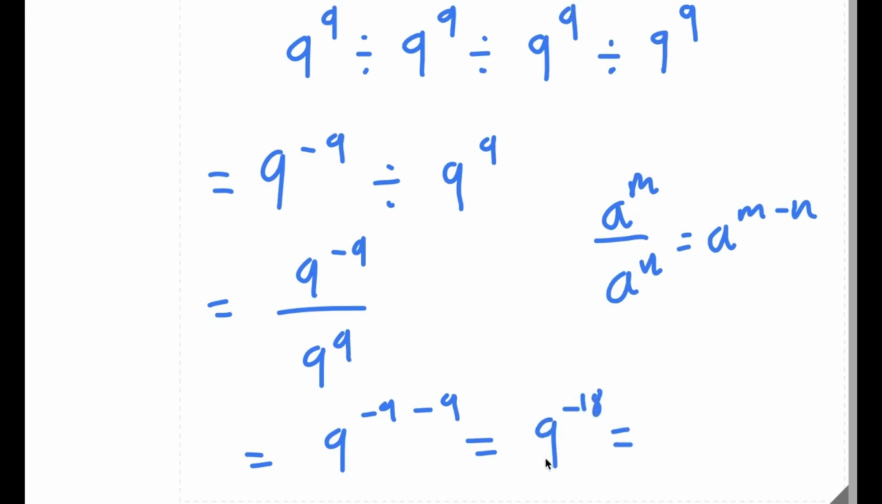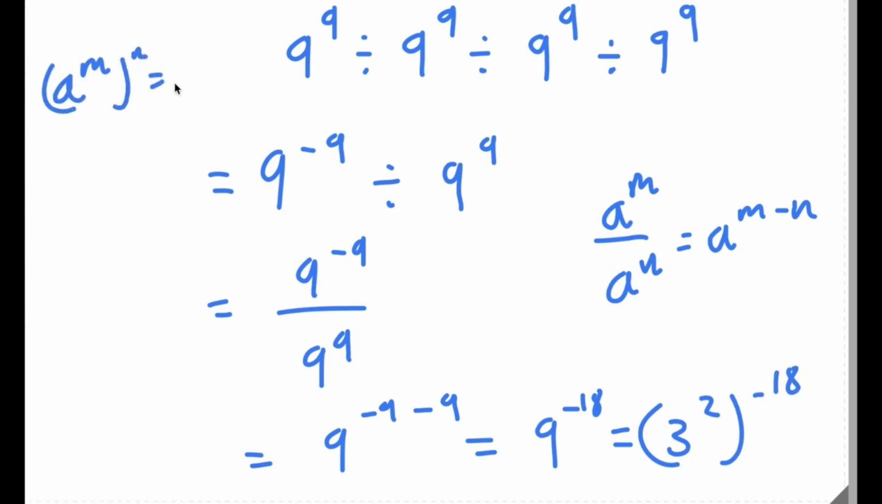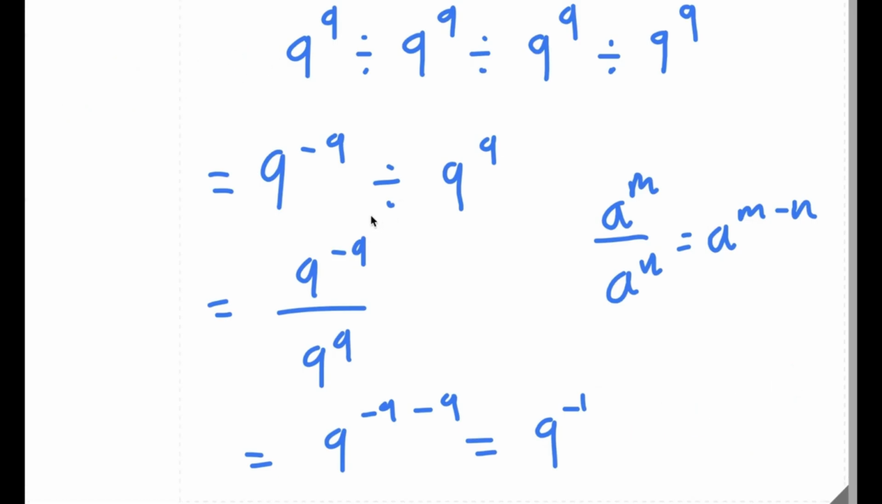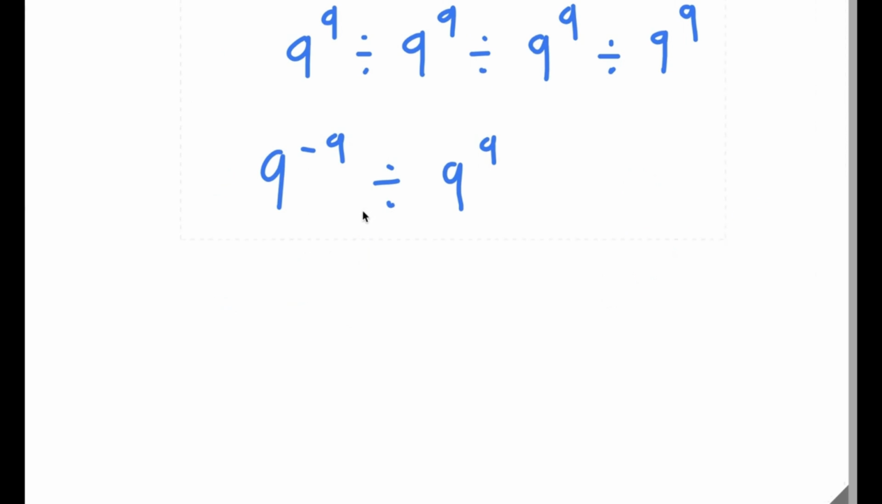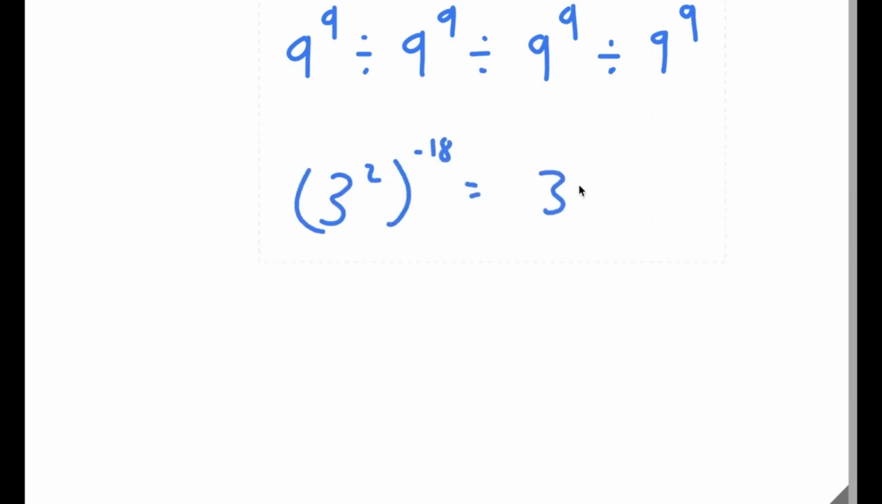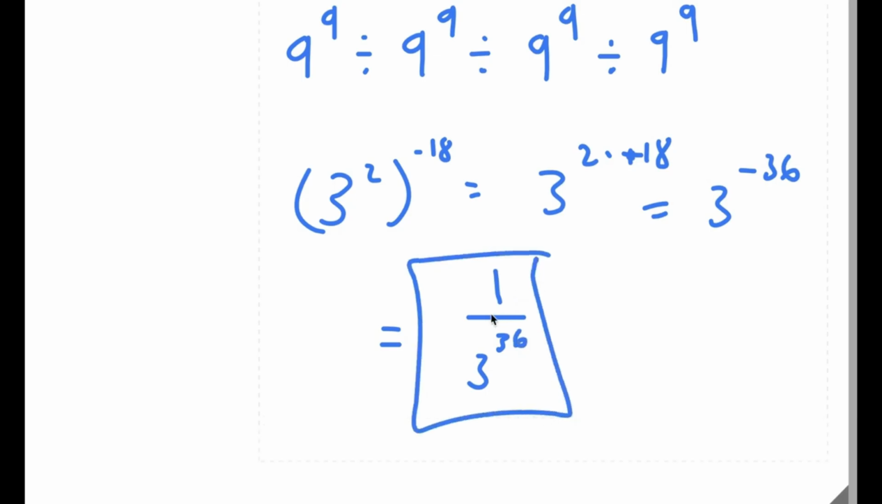which is equal to, well, 9 is the same thing as 3 squared. So I have 3 squared to the power of negative 18. Now, if I have something in the form a to the power of m to the power of n, this is equal to a to the power of m times n. So 3 to the power of 2 to the power of negative 18 is going to equal 3 to the power of 2 times negative 18. And 2 times negative 18 is negative 36, so I have 3 to the power of negative 36, which is equal to 1 over 3 to the power of positive 36. So this is my answer.